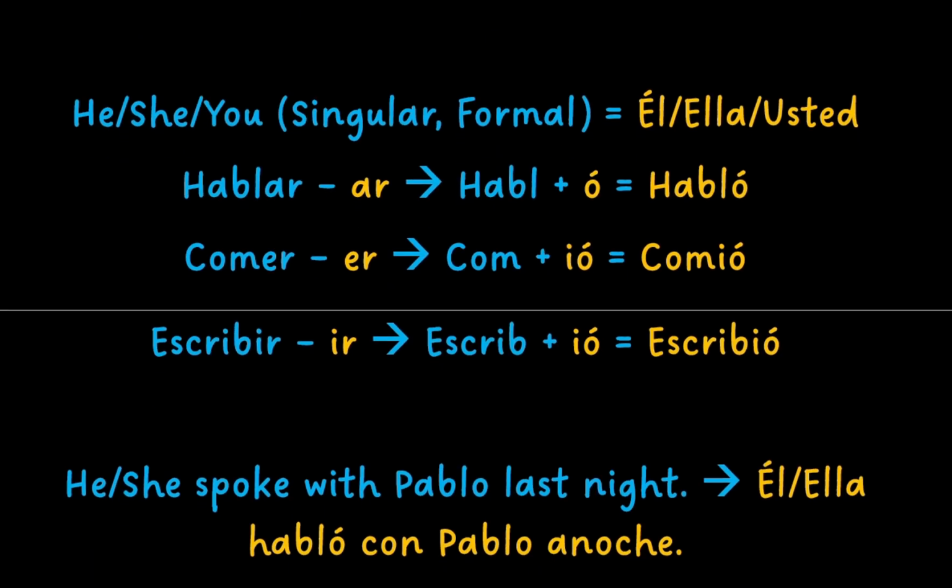He in Spanish is él, she is ella, and you when talking to one person formally is usted. To conjugate these forms, we drop the endings, and for hablar we add ó with an accent, and for comer and escribir we add ió. So hablar becomes habló, comer becomes comió, and escribir becomes escribió.